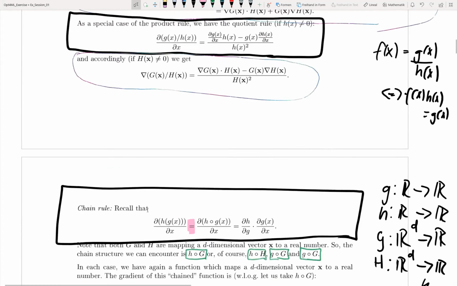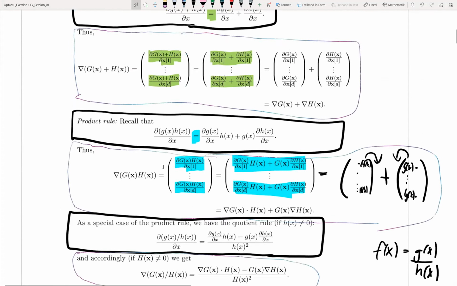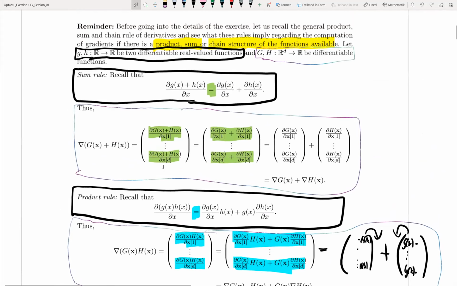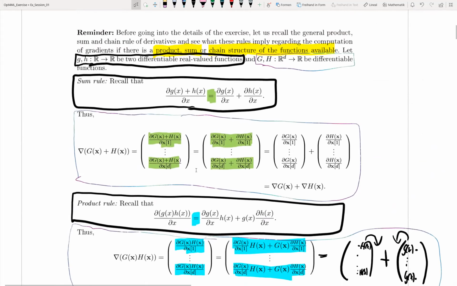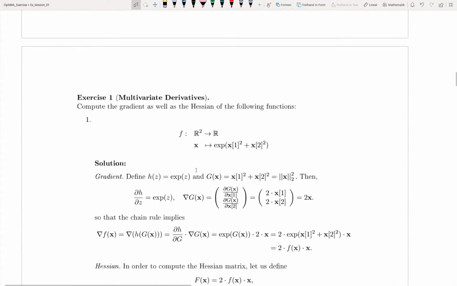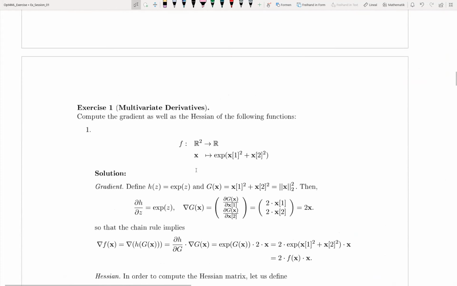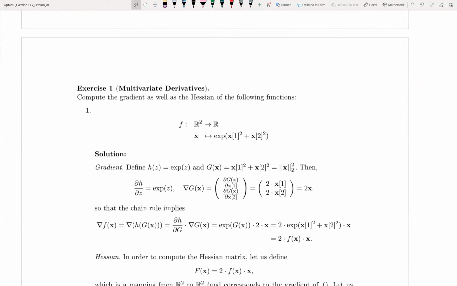So this was a quick reminder. This will be our toolbox. So memorize everything here; it will always be a good idea to have them present. And now we can indeed dig into the exercises.